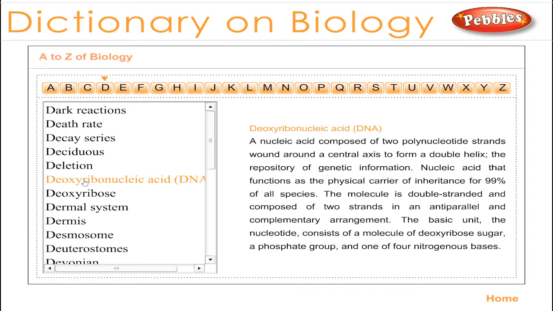Deoxyribonucleic acid or DNA, a nucleic acid composed of two polynucleotide strands wound around a central axis to form a double helix, the repository of genetic information. Nucleic acid that functions as the physical carrier of inheritance for 99% of all species. The molecule is double-stranded and composed of two strands in an antiparallel and complementary arrangement. The basic unit, the nucleotide, consists of a molecule of deoxyribose sugar, a phosphate group, and one of 4 nitrogen bases.